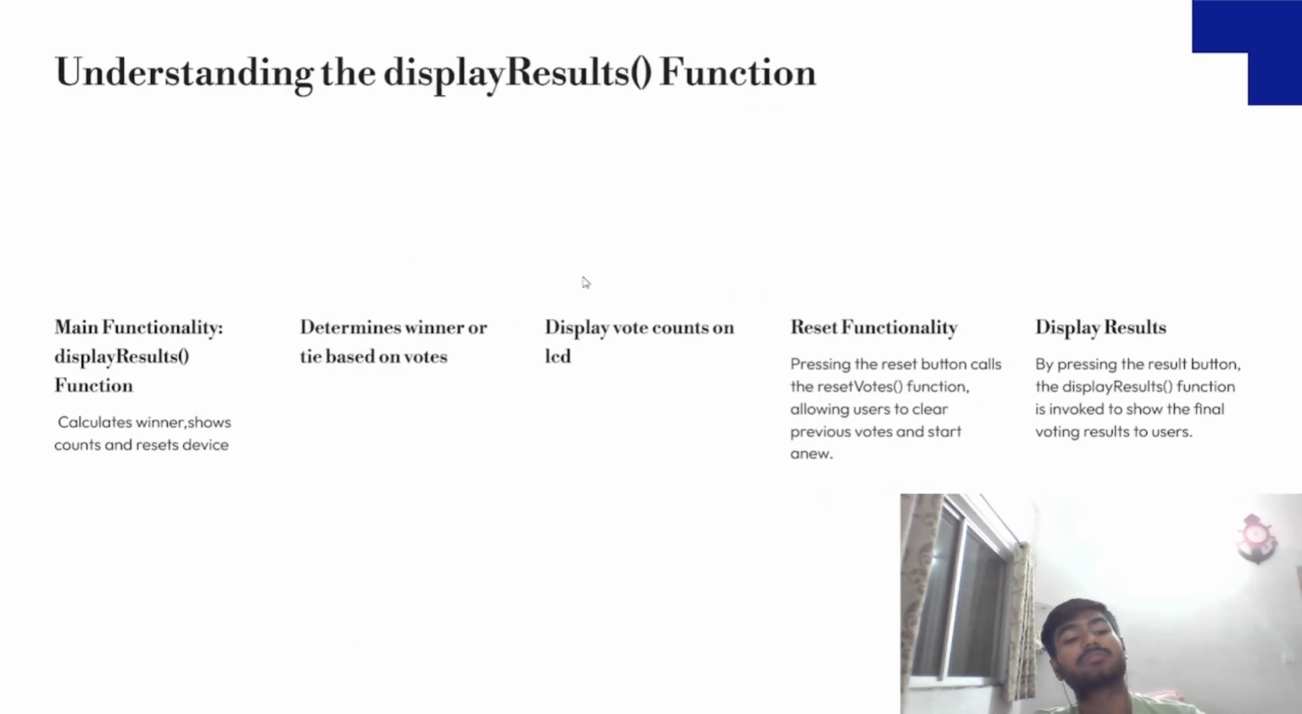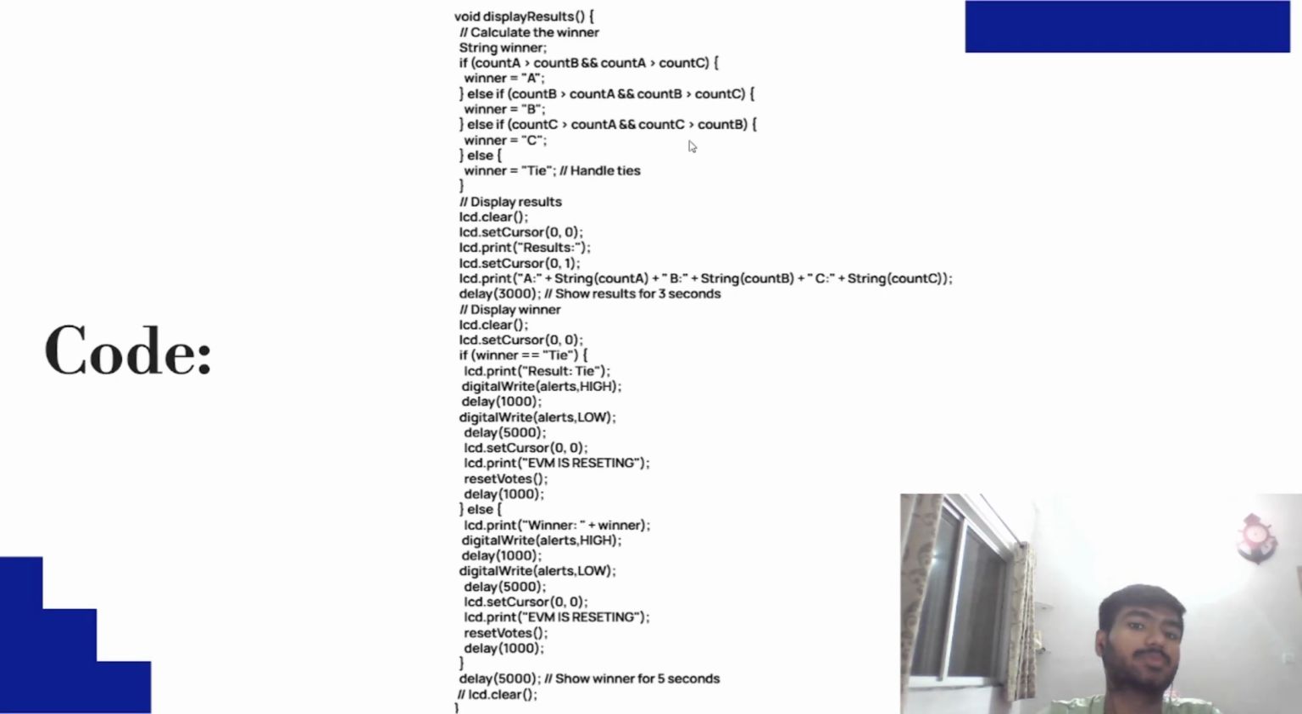Then we have a display result function. It will show you which candidate has won the election, and it will show you the vote count. It also calculates the winner and by how many votes they have won, and it also handles the edge case of having a tie. And this function also contains a reset functionality, so after the results the voting machine will be reset for another use.